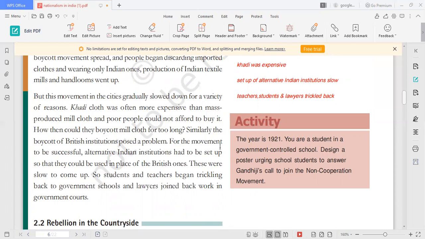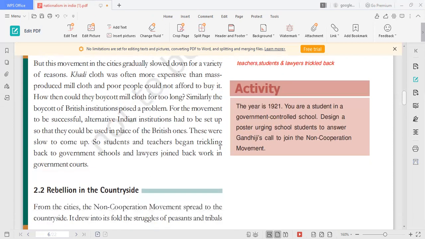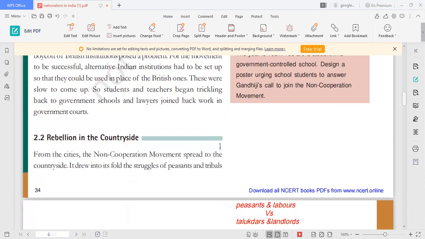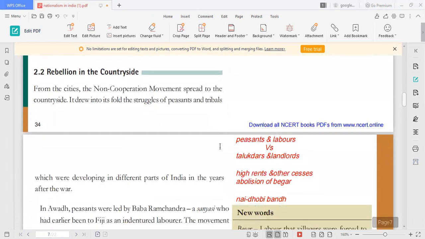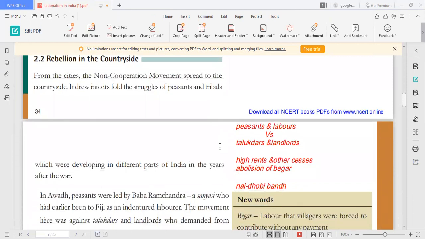Now let us move on to the rebellion in the countryside. Countryside is village. Who will be in the village? Peasants and laborers. Peasants and laborers, what were the problems? When peasants were asked by the British government to pay high taxes and they were asked by the landlords to pay high rent, they were not able to pay and they wanted to abolish some taxes.